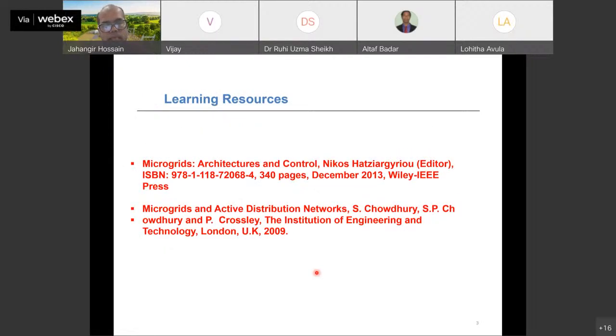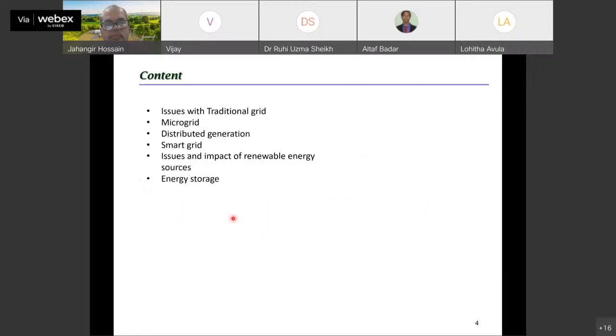I have already shared the slides, but if anyone would like to go deeper into microgrids, these are the two good books on microgrids. Whenever you have time, you can have a look at these two books as well. These are the contents for my talk today. I'll start with the issues that traditional grids are facing now, and how microgrids can address some of the challenges that traditional grids face in current years with large-scale renewables. Then I'll briefly talk about distributed generation and the smart grid. Microgrid is also a part of the overall smart grid.